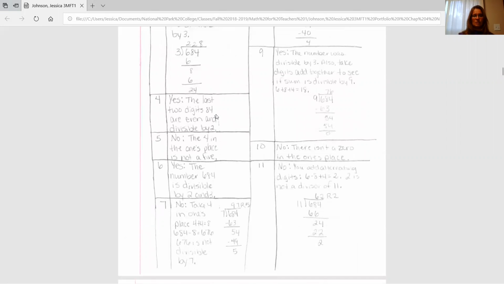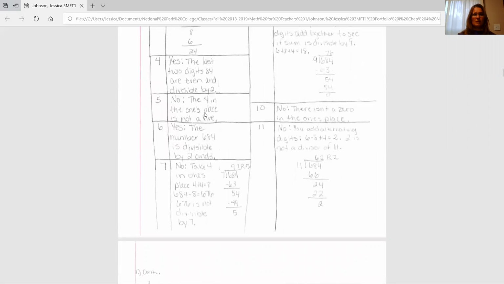To know if a number is divisible by 4, you take the last two digits, and they must form a number that is divisible by 4. In our case, 84 is divisible by 4. It's even, and it's divisible by 2, which is a pretty good indicator that it's divisible by 4.